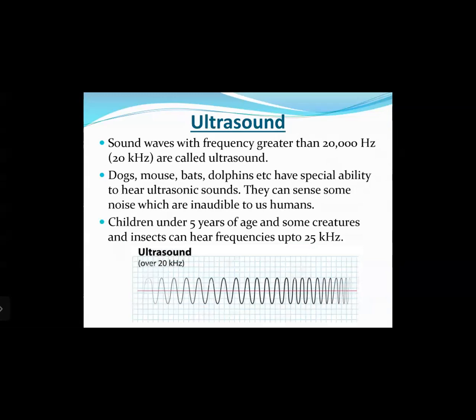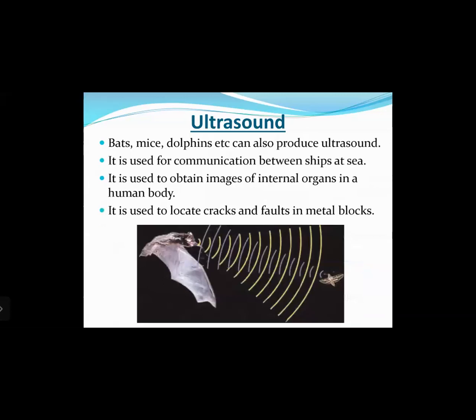Next is ultrasound. Sound waves with frequency greater than 20,000 hertz, or 20 kilohertz, are called ultrasound. Dogs, mice, bats, dolphins, etc. have the special ability to hear ultrasonic sounds. They can sense some noise which is inaudible to us humans. Children under 5 years of age and some creatures and insects can hear frequencies up to 25,000 hertz, that is 25 kilohertz.